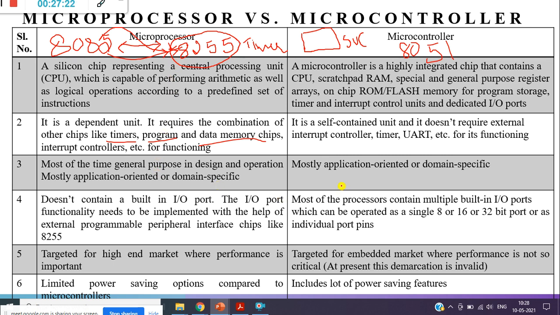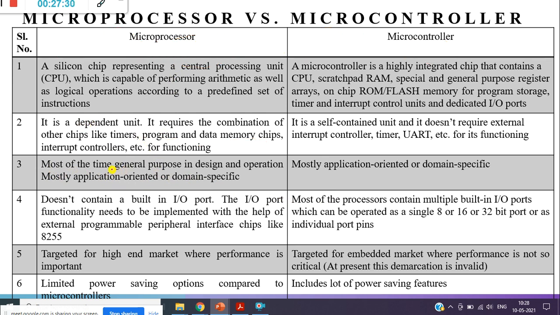Now another important difference is that most of the time we use a microprocessor for general purpose design, but a microcontroller is most oriented towards domain specific use. Your Intel processor is a very good example of a microprocessor. It's just a processor, used for general purpose, not any specific domain. Coming to the 8051, it is also from the Intel family, but we call it a controller because I can use that controller for any domain specific approach.